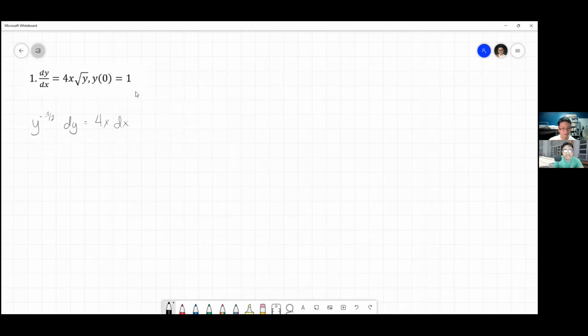And then saka natin siya integrate both sides. And then ayun, proceed lang tayo with our typical integration na ginagawa sa Math 20 series. So y raised to negative 1/2. So ang integral niya would be y raised to 1/2 over 1/2. Tama ba? And then yung other side natin, 4x, that would be 4x squared over 2.